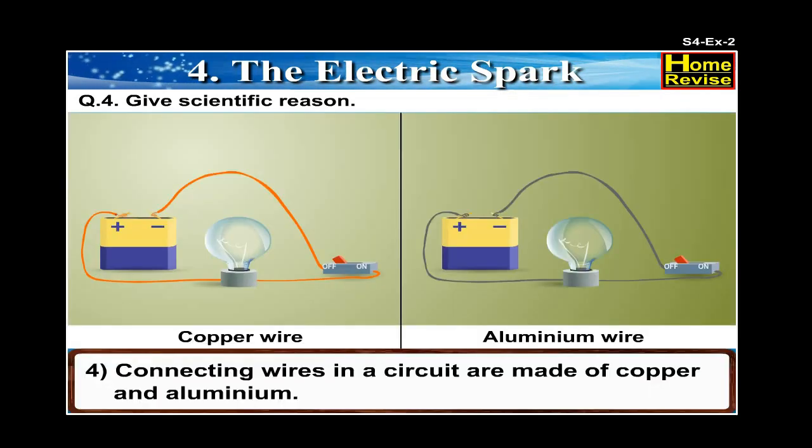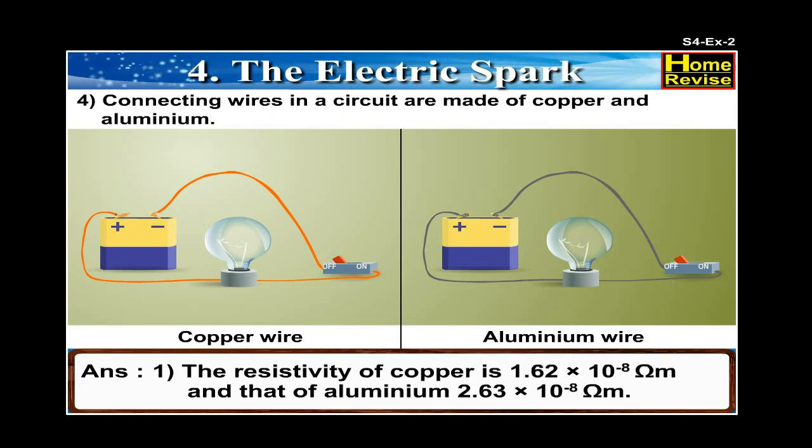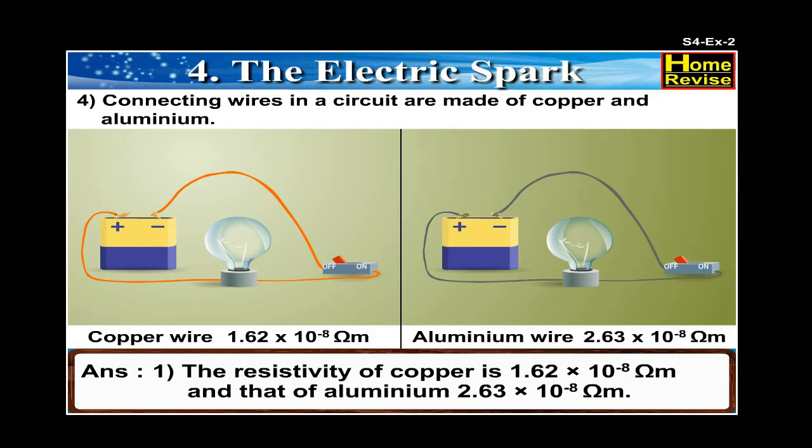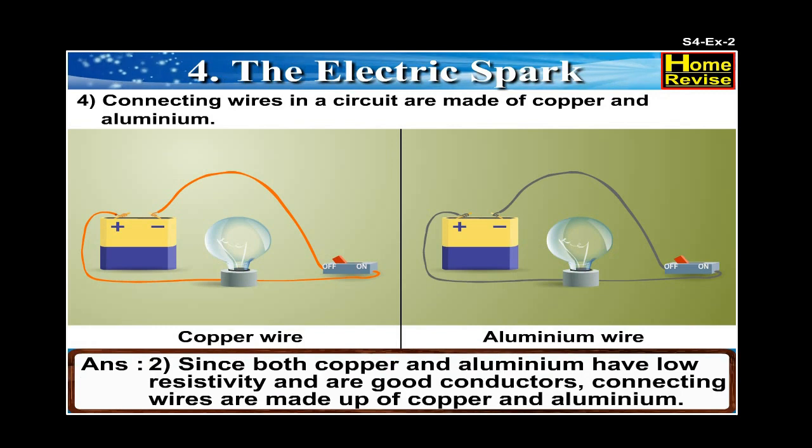Fourth, connecting wires in a circuit are made of copper and aluminium. Answer. The resistivity of copper is 1.62 into 10 raised to minus 8 ohm meter, and that of aluminium is 2.63 into 10 raised to minus 8 ohm meter. Since both copper and aluminium have low resistivity and are good conductors, connecting wires are made up of copper and aluminium.